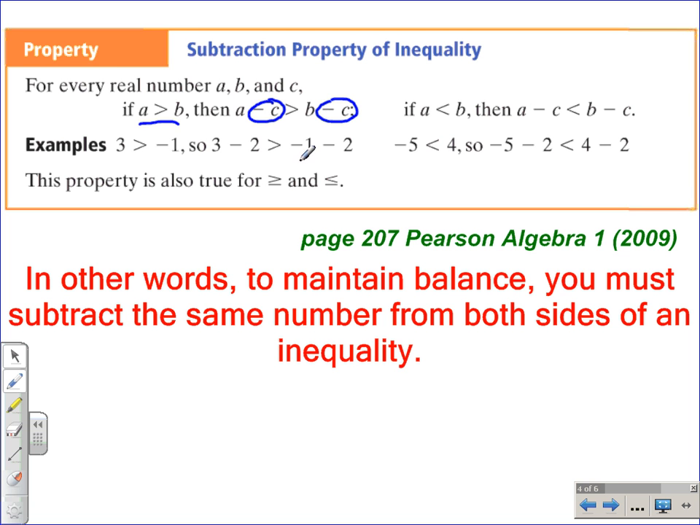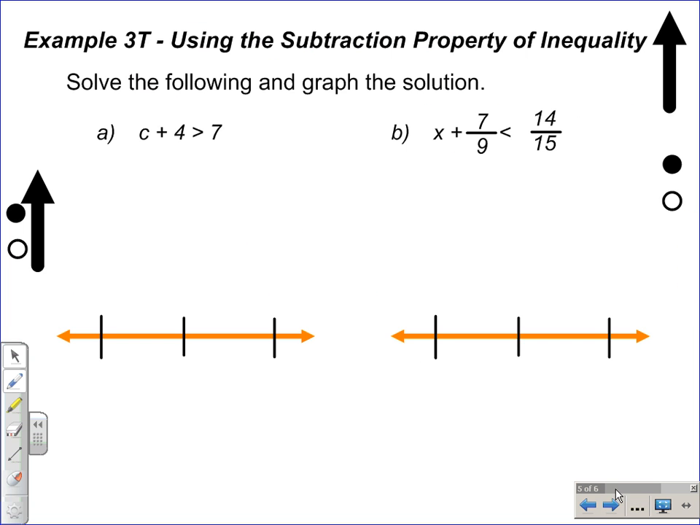Just like when you were solving equations with subtraction property, when you solve inequalities, whatever you do to one side, you have to do to the other side. So this property that looks very mathematical up here can be summarized as this. In other words, to maintain balance, you must subtract the same number from both sides of an inequality. And we're going to see that here in example 3t. Example 3t, using the subtraction property of inequality. Solve the following and graph the solution.